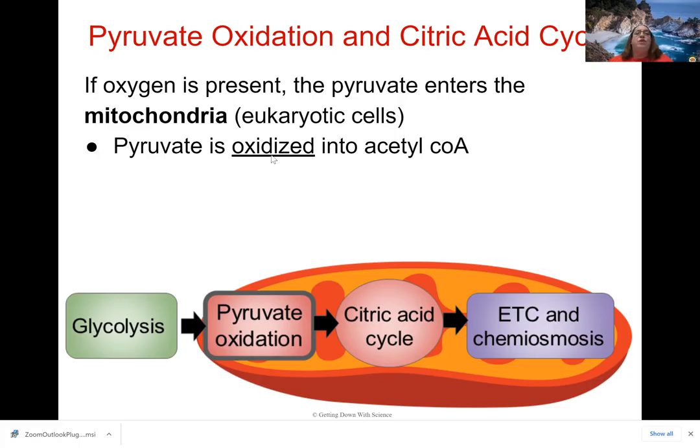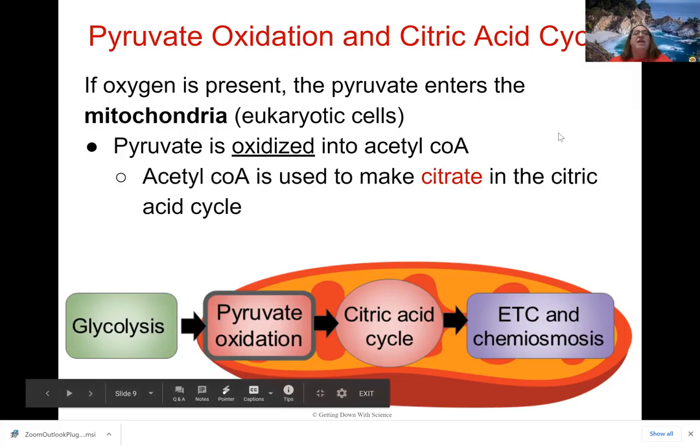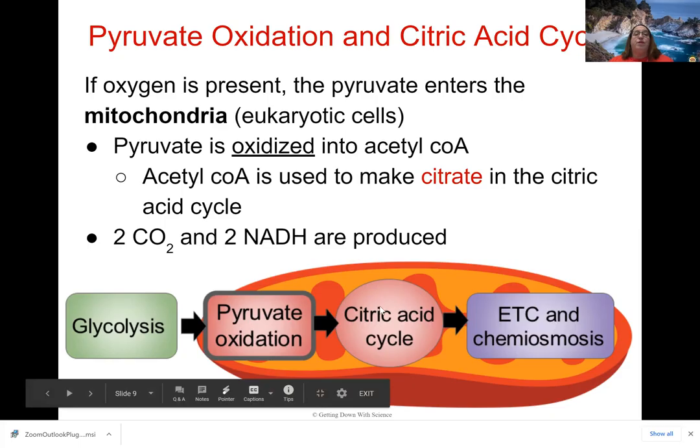The pyruvate is going to be oxidized into acetyl-CoA. So that's what is happening where it says pyruvate oxidation. Acetyl-CoA is used to make citrate in the citric acid cycle. And so acetyl-CoA, we're using a coenzyme. And remember, from our enzyme lectures, we talked about coenzymes, and coenzymes are based off of vitamins. So we're going to use one of those here to make this molecule. Then we have 2 carbon dioxides and 2 NADHs produced during the citric acid cycle.